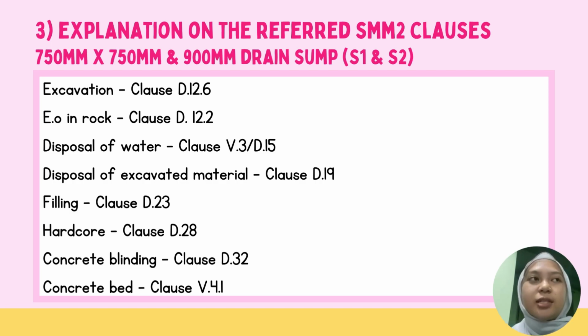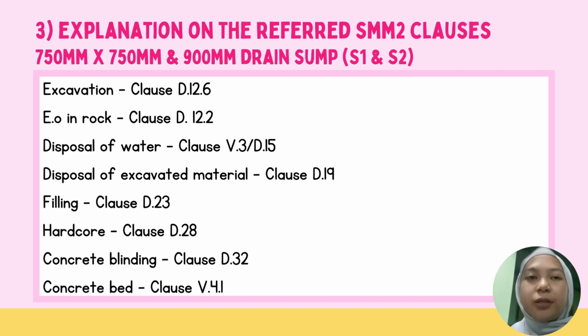It is stated that disposal of water shall be given in accordance with clause D.15. In clause D.15, it is mentioned that an item shall be given for keeping the surface of the site free from surface water. The next item that we measure is disposal of excavated material, which falls under clause D.19.